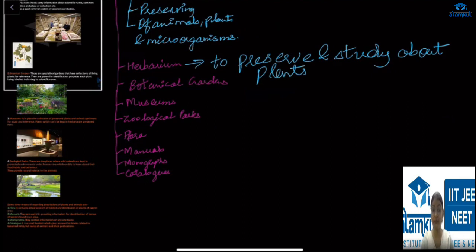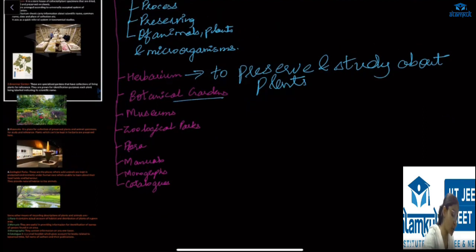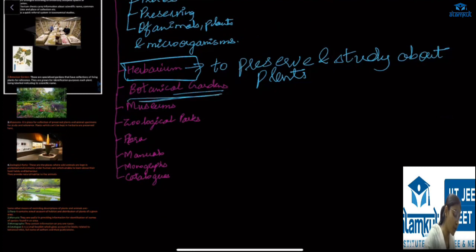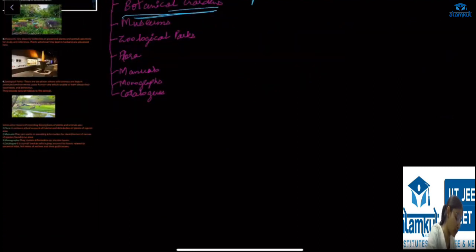According to what kind of plants have been discovered. Okay, so one by one we are going to take this, like herbarium, then botanical garden, then zoological parks, flora, manuals, and monograph. Okay, so first one is herbarium. It is a little longer, so I will take it at last. Okay, next one, botanical garden. I'm going to take this botanical garden.